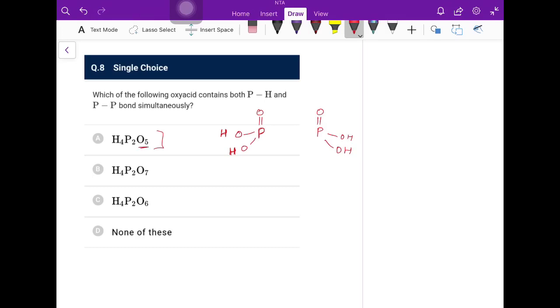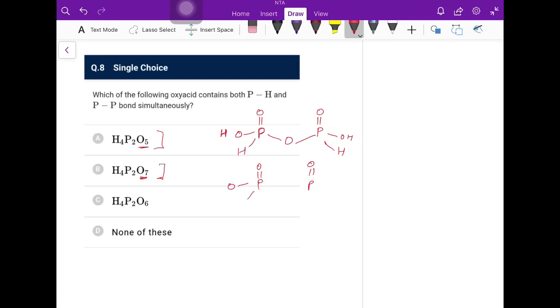Here 5 oxygen is only present. So remove this group. Oxygen is already exhausted. We have used only 2 hydrogen, so we use one more hydrogen with this and 1 oxygen with the bond itself. So this is the structure of H4P2O5. Now for H4P2O7, H4 again make the bond P double bond O, and we have 7 oxygen this time.